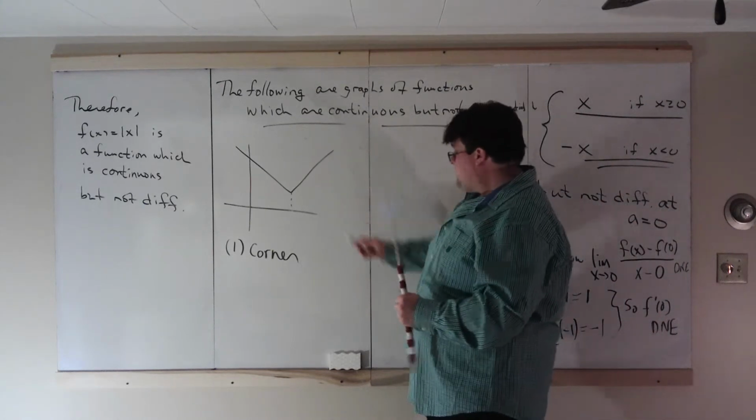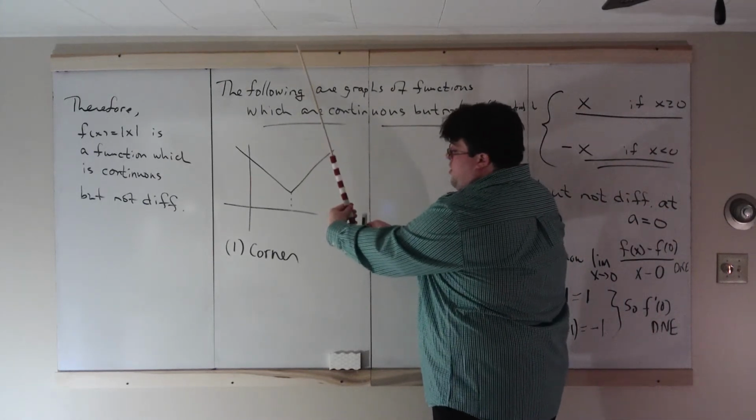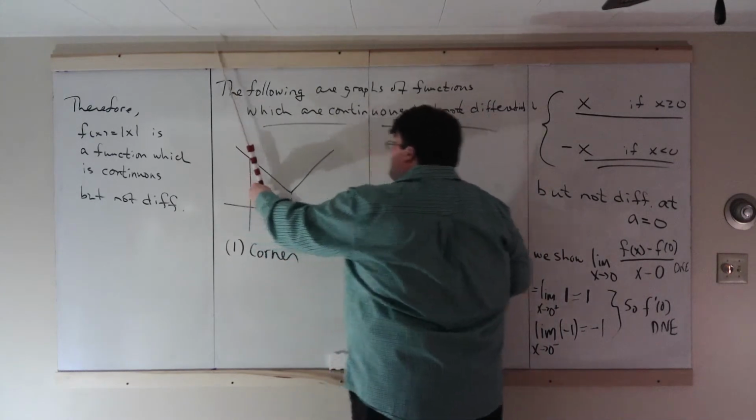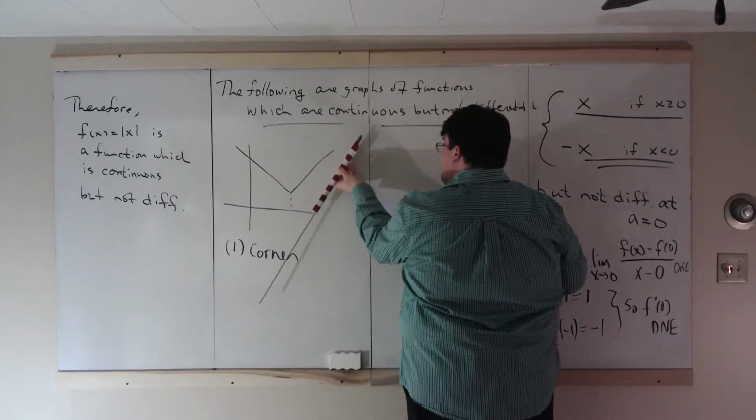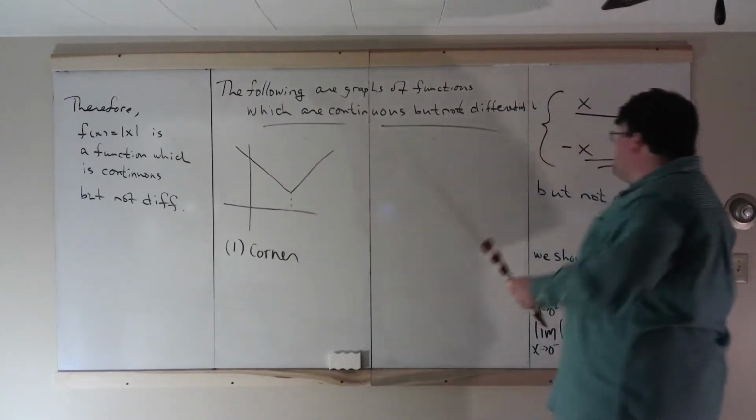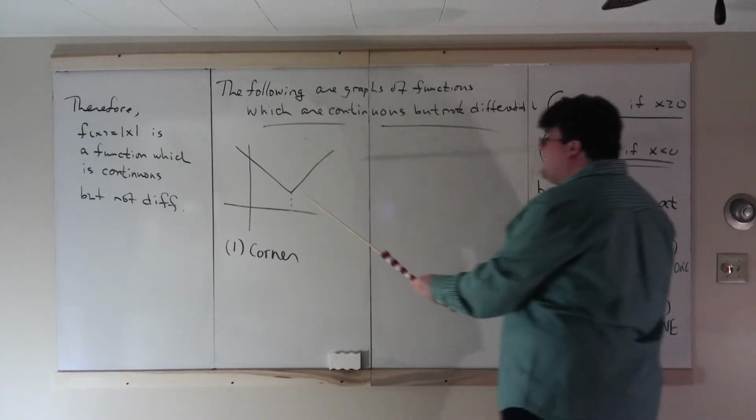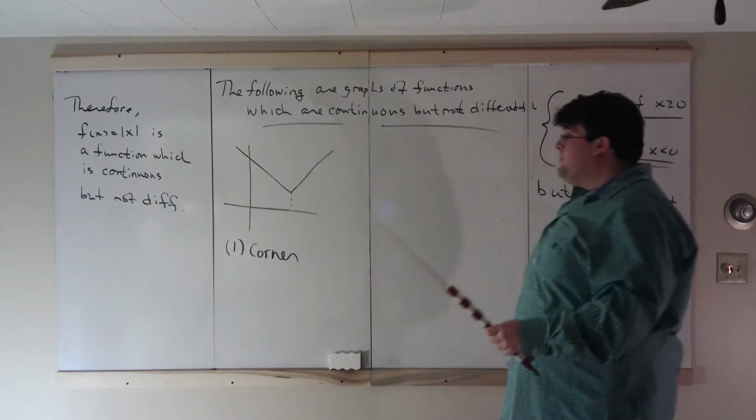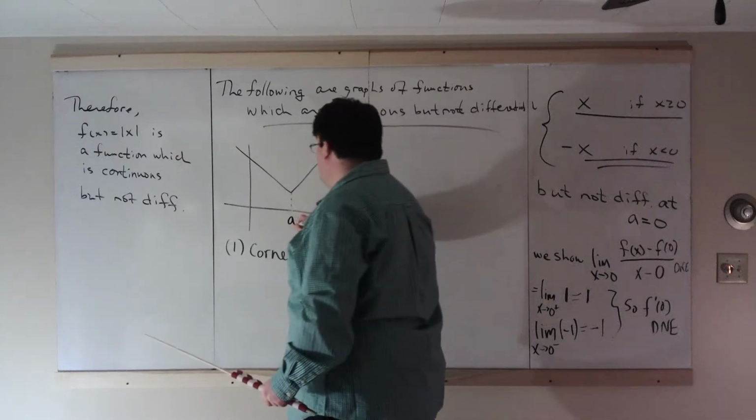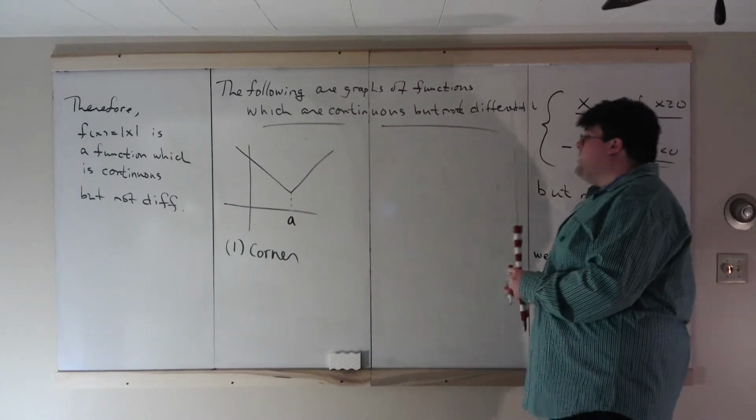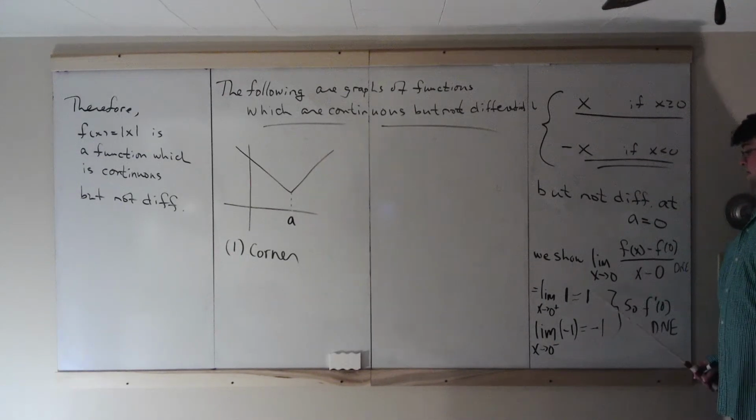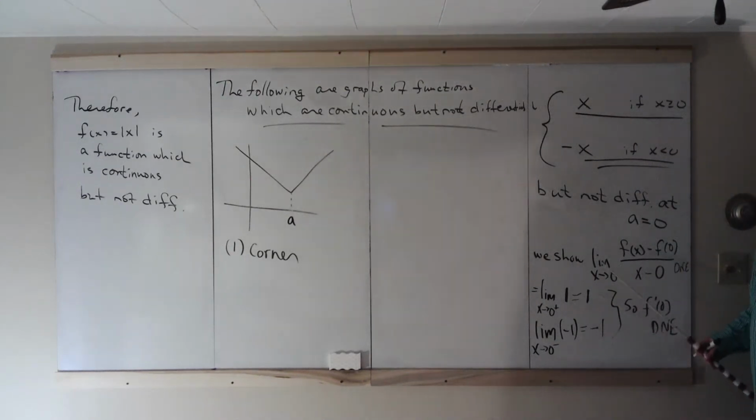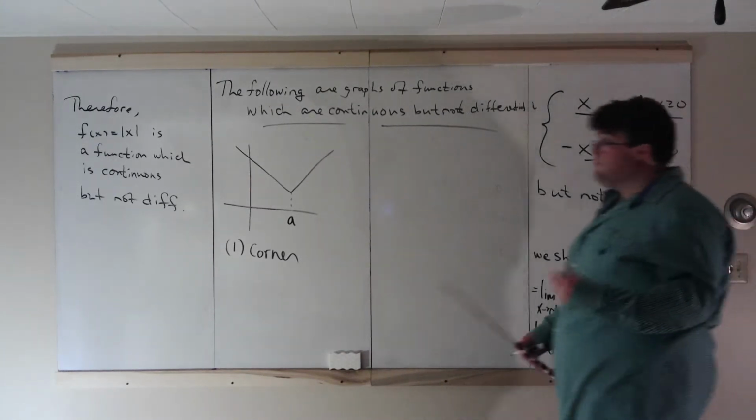So this could be a very narrow V-shape, where it has a very positive slope and then goes to a very negative slope, and then goes back around to a very positive slope. But when we have a corner point like this, the derivative will not exist at that point A. An argument just like this would work. The slopes of the tangent lines on one side would be positive, and the slopes of the tangent lines on the other side would be negative.